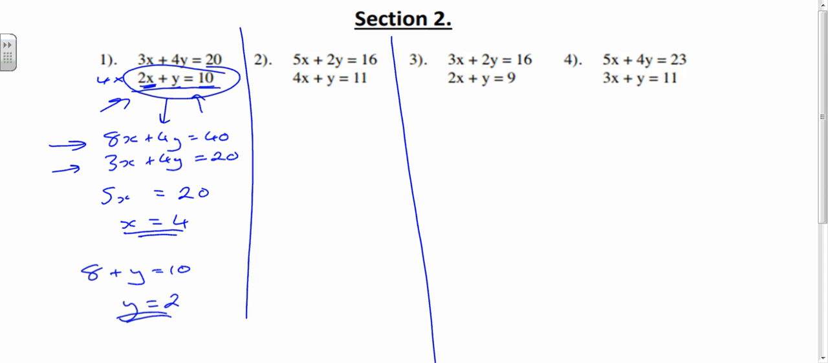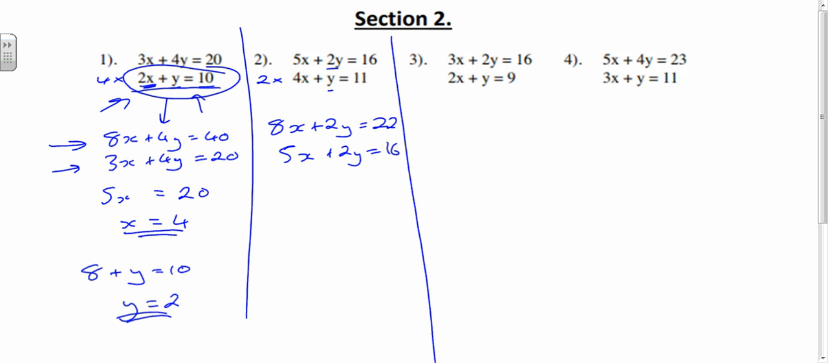If you have a look at this one here, we've got a 2y and we've got a single y. So I want to make them both 2y, so I'm going to double the bottom one. Remember, if I double the bottom one, I've got to double everything. So 8x plus 2y equals 22. Then 5x plus 2y equals 16.